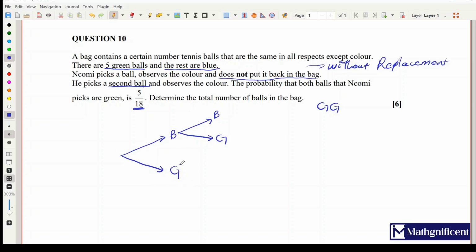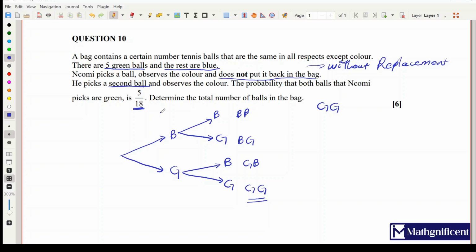And then let's have a look at another case, whereby the first ball was green, then the second ball was blue, or the first ball was green, then the second ball was green as well. So we have green and green, which is the outcome that we are more interested in. This outcome is blue, then blue; blue, then green; this is green, then blue; and this is green, then green again. So this is the outcome that we are more interested in.